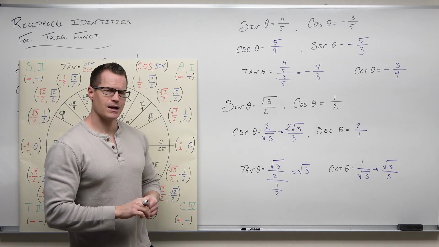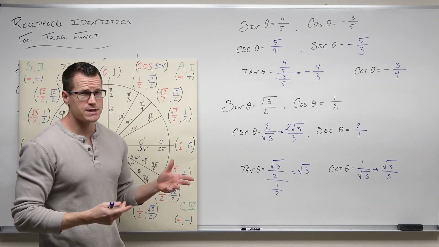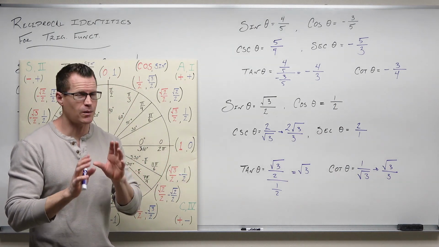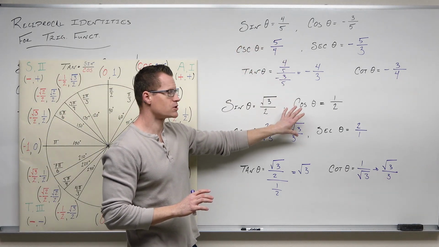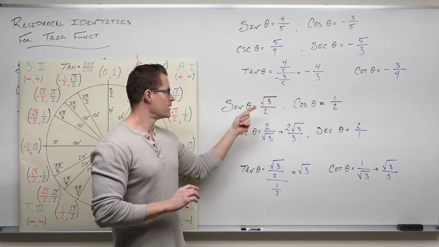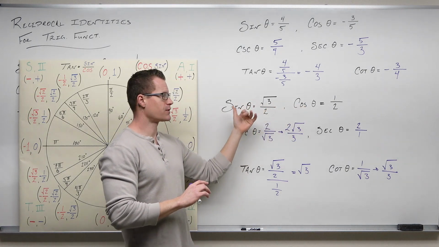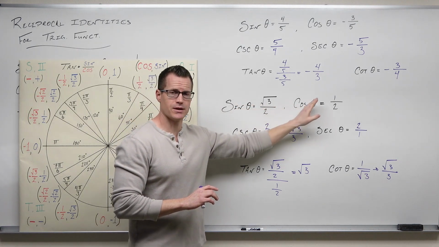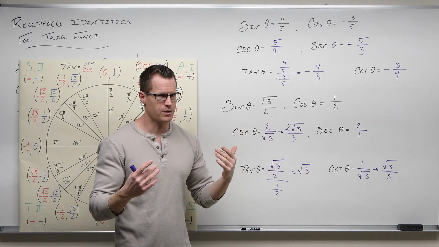So the last thing that I wanted to talk about here is prefacing where we're going to go next when we talk about inverse functions. So this one you couldn't really do very easily, but I want you to check this one out. Could you find the angle if sine theta is square root of 3 over 2 and cosine theta is 1/2? Could you find the angle that gives you that point?